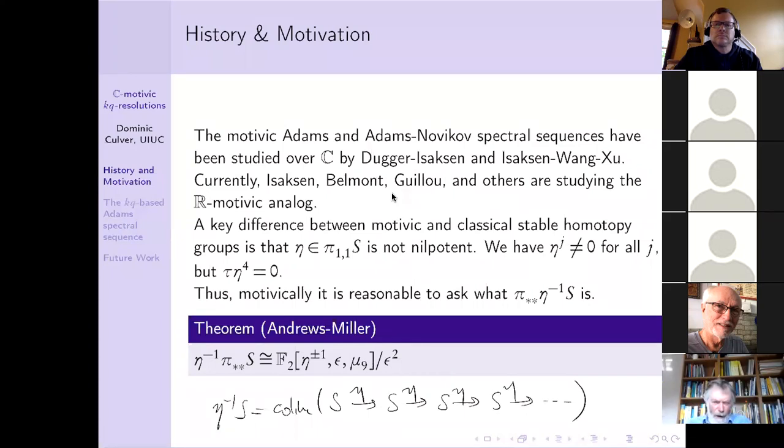Now, the homotopy groups of the eta-local sphere are the same thing as inverting eta on the homotopy groups of the sphere. So when you look at these homotopy groups, you're just keeping track of the elements in the stable homotopy groups of the sphere which are eta torsion free, right? You can ask what that is, and that was calculated by Andrews and Miller, and it was shown to be this very nice algebra here.